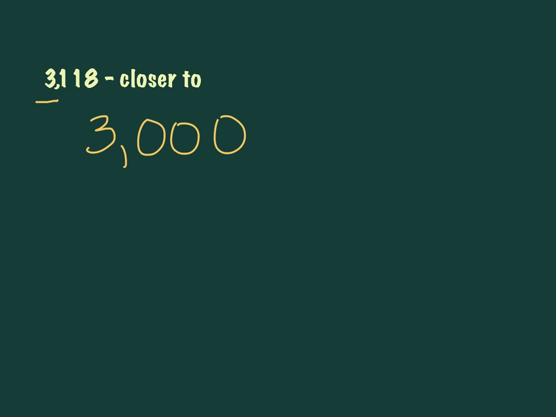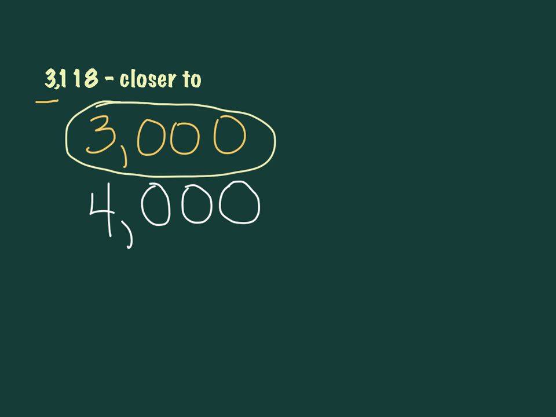Next, we're going to add 1 to that digit in the place that we are rounding to. And this would be our higher number. So we're going to add 1 to the 3, which gives us 4. And then we're going to, again, replace the rest of those digits with zeros. And now we're going to ask ourselves, is the number I am rounding closer to the lower number or the higher number? So is 3,118 closer to 3,000 or is it closer to 4,000? Hopefully you figured out that it is closer to 3,000. So if we were rounding to the nearest thousand, 3,118 would round to 3,000 using this method.